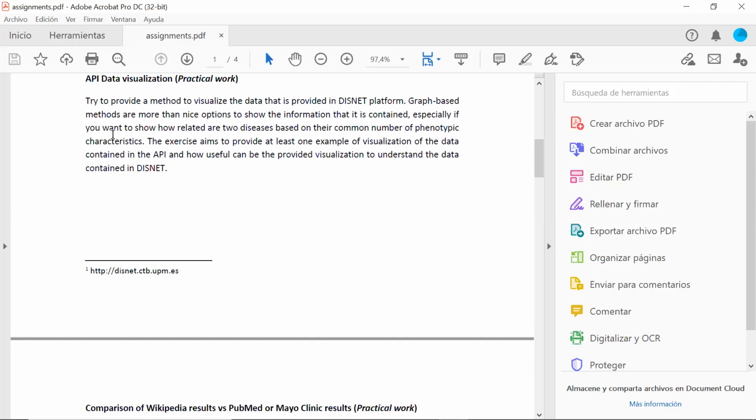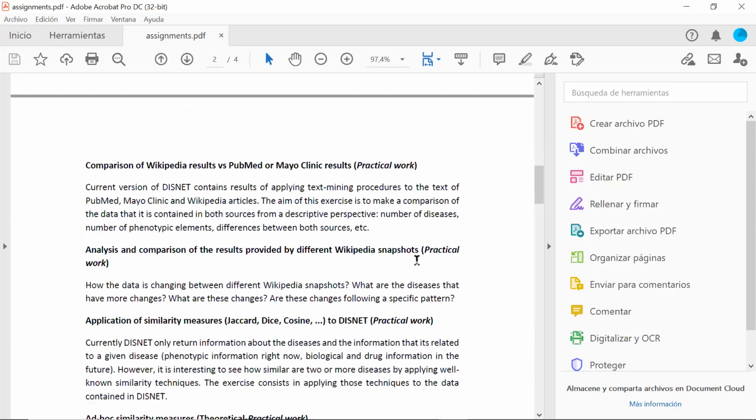For example, create a visualization of the data like we did. For some of you, if you have been using, I don't know, the D3 API or framework in JavaScript, it will be really easy to go to the API of DisNet, retrieve some data, and do a visualization, okay? There are many options.